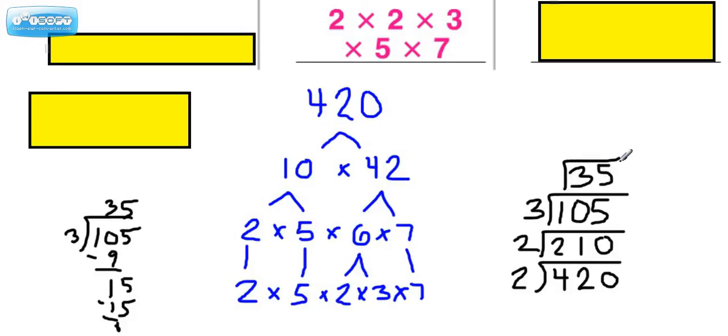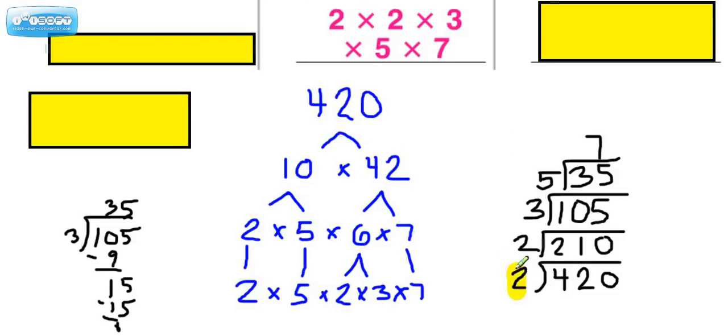All right, so then you say to yourself, what's the lowest prime number that goes into 35? It would be 5, and then you would get 7. So do you see how at the end we have a prime number? So that's how you know you're all set with your prime factorization.